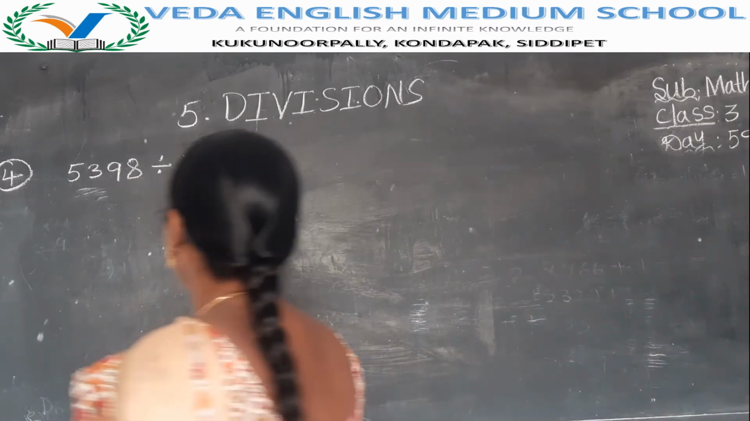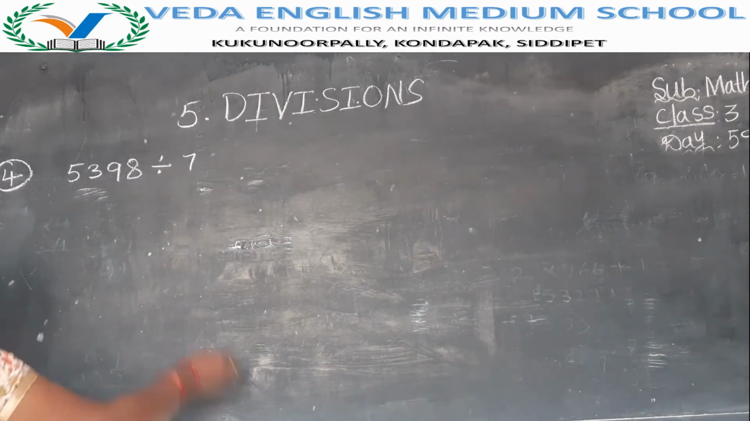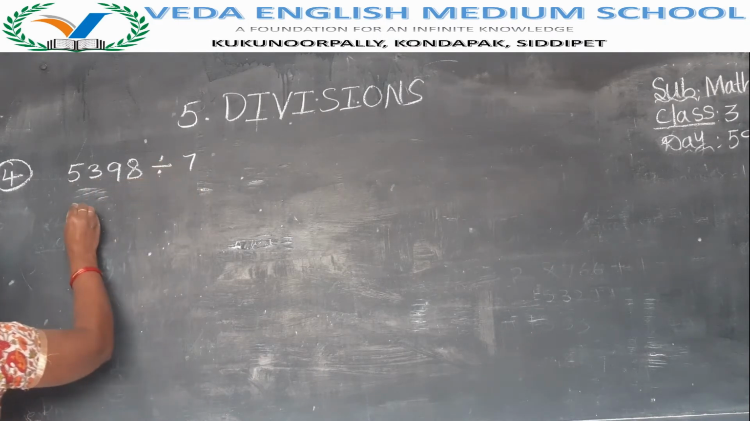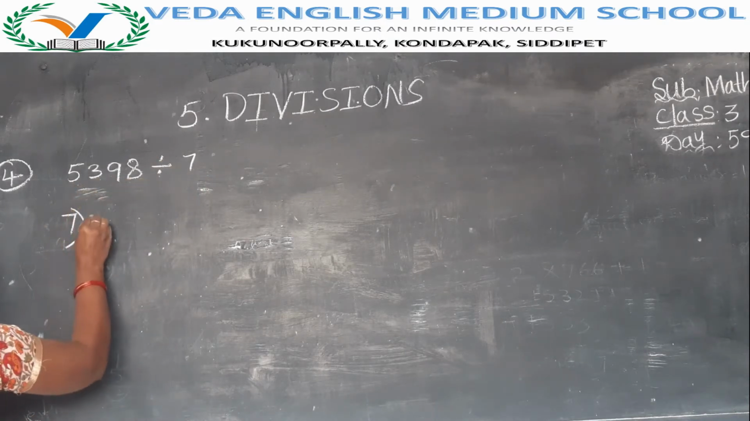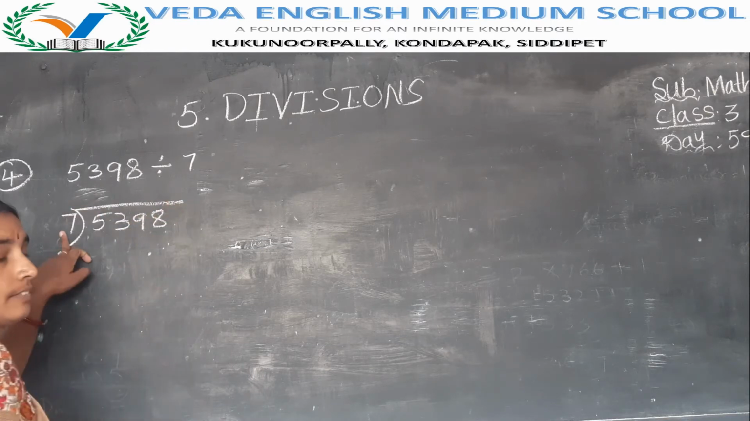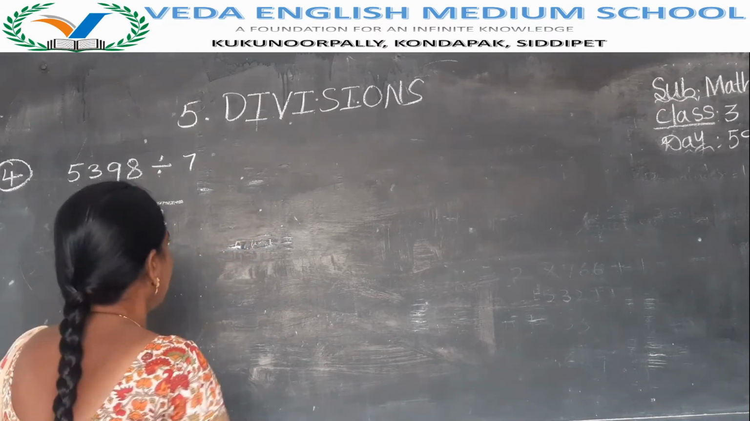See Nana, the fourth problem. 5398 divided by 7. Here the divisor is 7. Dividend is 5398. Here the divisor is 7. So now write the 7 table here.